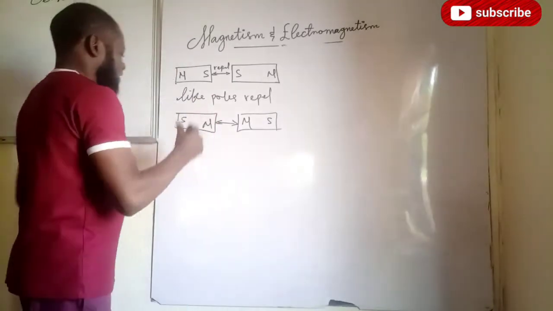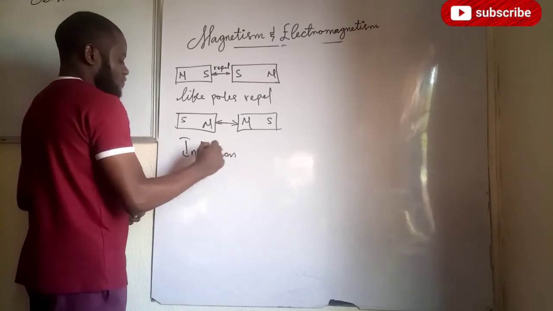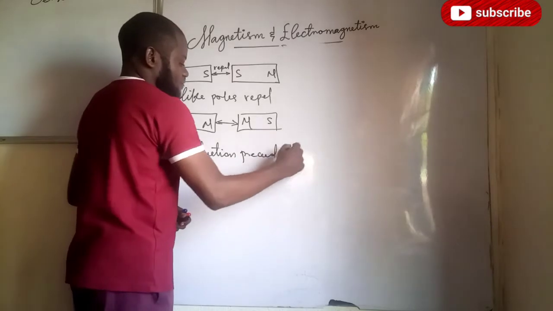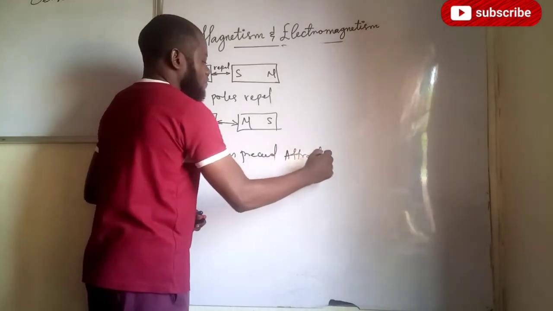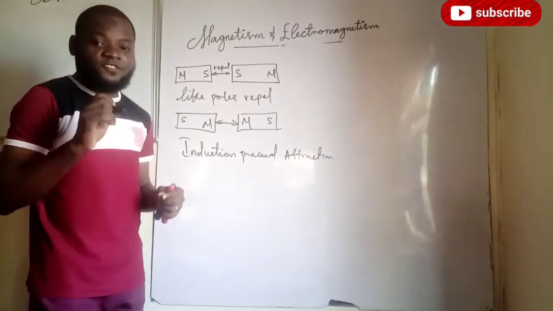We always say that induction precedes attraction. What does this statement mean? How can you explain this statement to your dog?